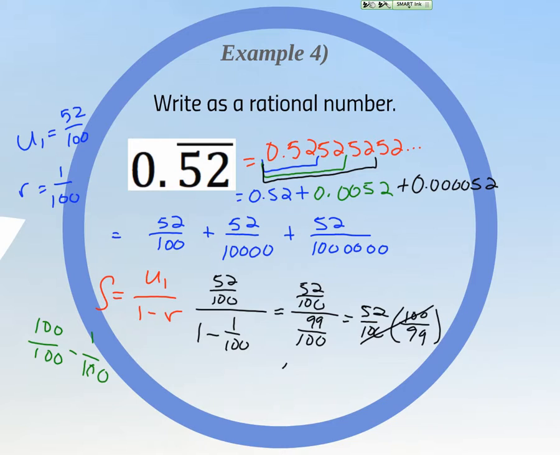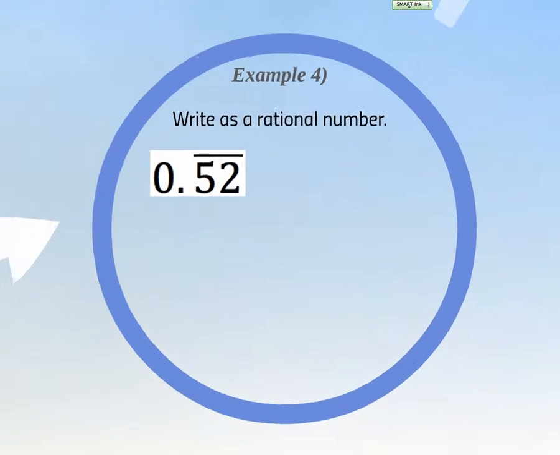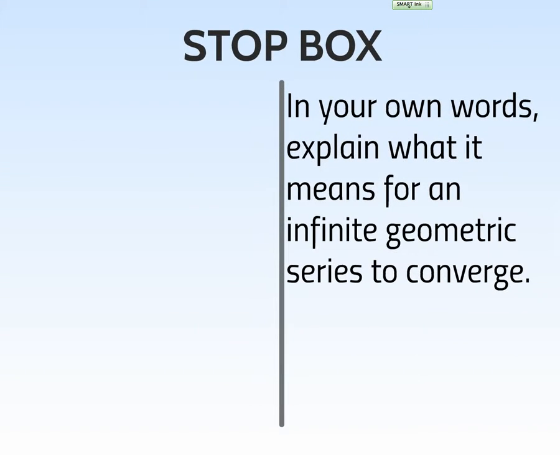So we've got some canceling, so I end up with 52 99ths is my fraction there, my rational number. Okay, so that's all the notes and all the formulas for the whole chapter. The step box is just to have you guys think about what it means for that series to converge, even though it's infinite, and I'm adding up all the numbers. Keep in mind, it kind of fluctuates until it comes to one number. That's sort of how I think about that one.